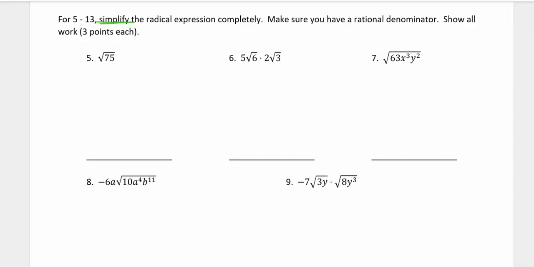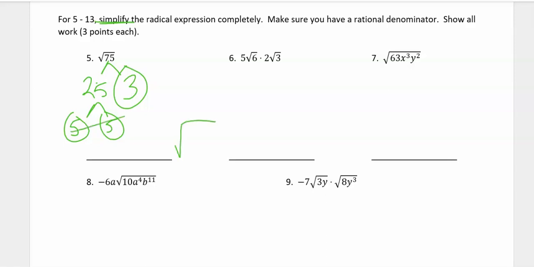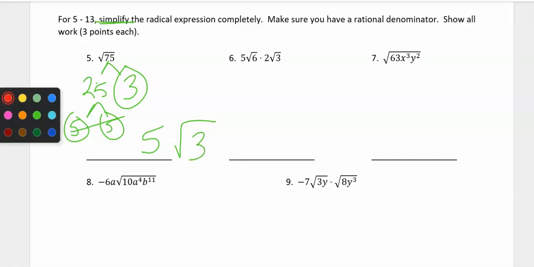All right, so what I'm going to do here is just do a factor tree on number 5. This one should be pretty straightforward. Okay, so I can break this down into like 25 and 3. Doesn't matter if you use something different. Either way, you should get 5, 5, and 3, so let's rewrite it. Pair of 5s, 5 comes out, 3 stays under. So that one's 5 radical 3.